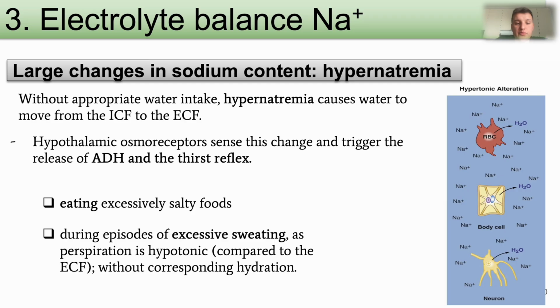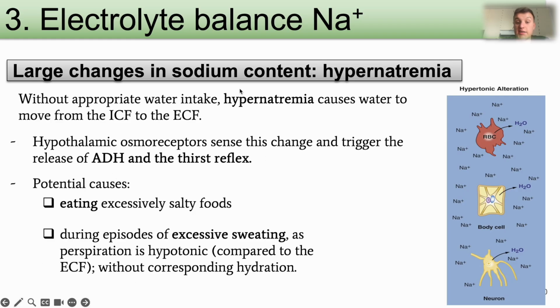So without the appropriate water intake, hypernatremia, hyper means a lot, natremia sodium. Na is the first letter of natremia, and Na is the element on the periodic table for sodium. Hypernatremia causes water to move from the ICF to the ECF. Hypothalamic osmoreceptors sense this change and trigger the release of antidiuretic hormone and the thirst reflex.